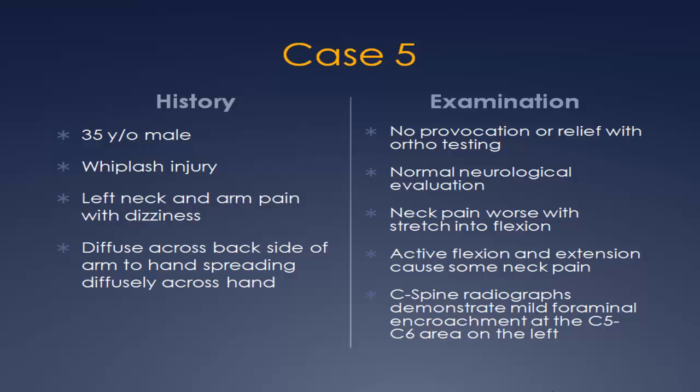Neck pain is worse with stretch into flexion. Active flexion and extension causes some neck pain. Cervical oblique radiographs demonstrate mild foraminal encroachment at the C5-C6 level on the left. No other abnormal radiographic findings are found.